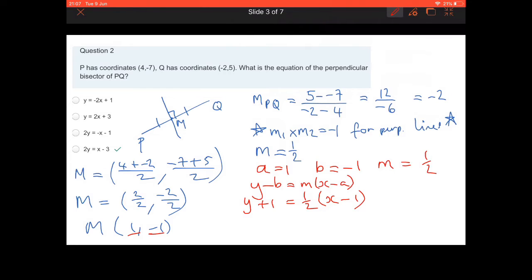At this stage I like to multiply through by the denominator in the fraction to get rid of the fraction. So we're going to have 2y + 2 equals 1 times x, so it'll be x, and 1 times -1, which is -1. And then to get everything into the format of our question here with y's only on the left hand side, I'm going to subtract 2 from each side, so I'll get 2y = x - 3, which is our last option here.